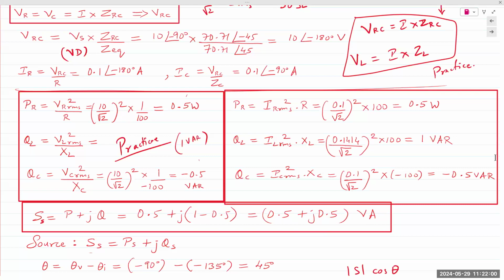Make sense? Let's take a pause. Let me know if you have questions.